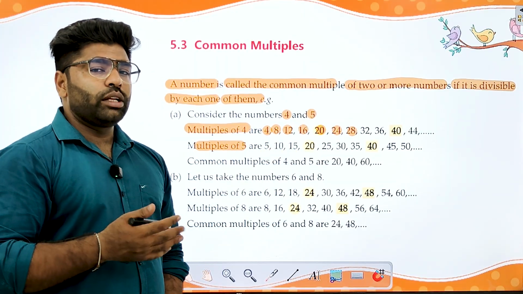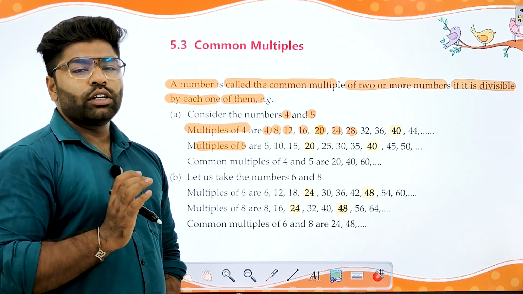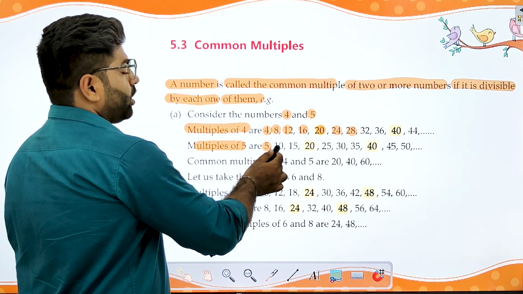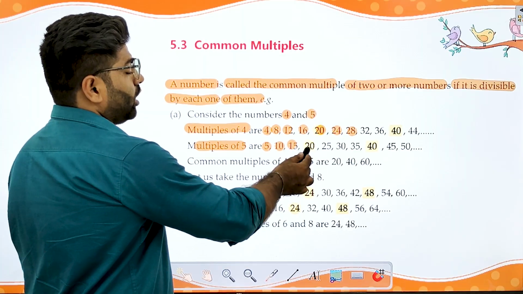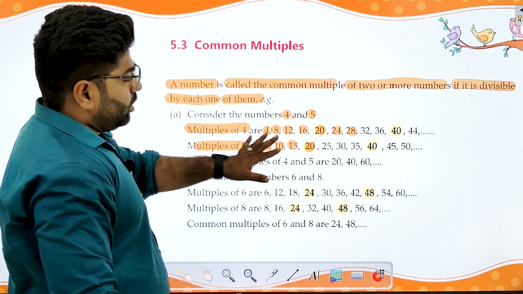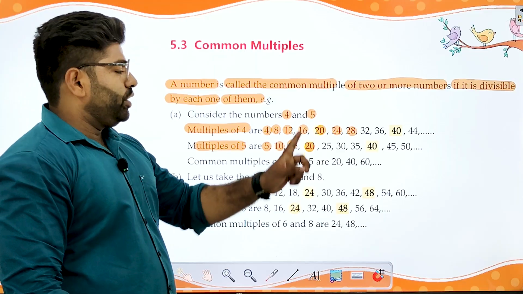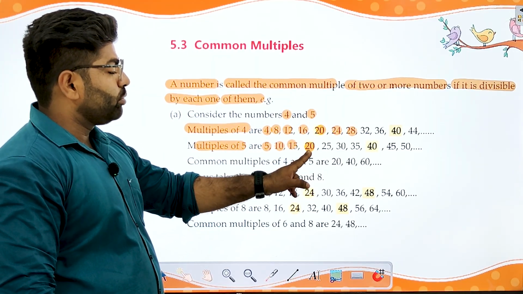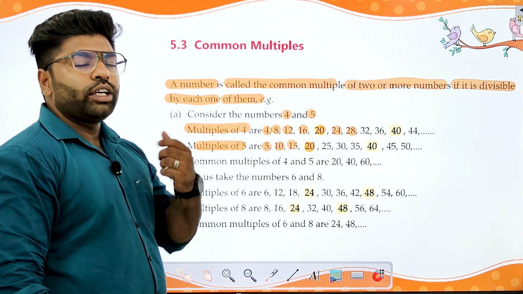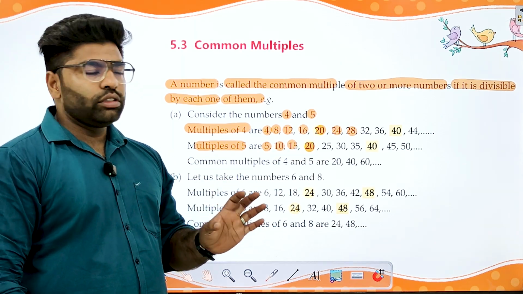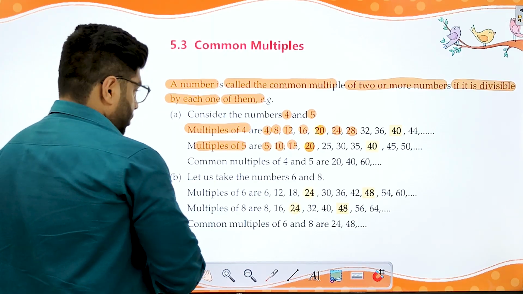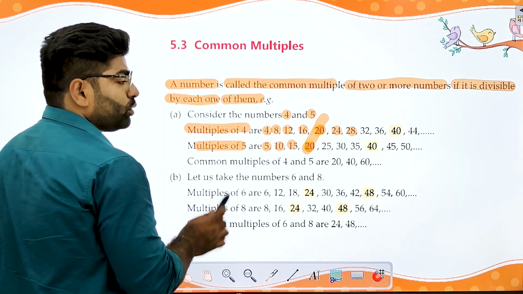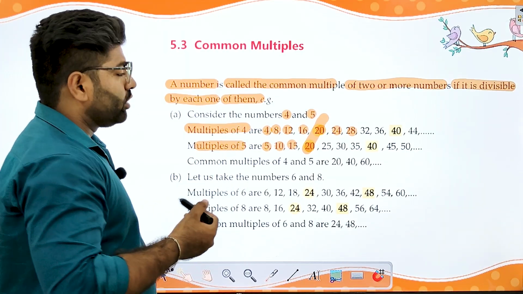If we talk about multiples, we don't have any limit because they are unlimited in number. Clear? So multiples of 5: 5 ones are 5, 5 twos are 10, 5 threes are 15, 5 fours are 20. Since multiples don't have any limit, we have to take the lowest common multiple, which is coming in both numbers, just like 20. So the common multiple and the lowest common multiple are the two concepts which we are going to solve further.